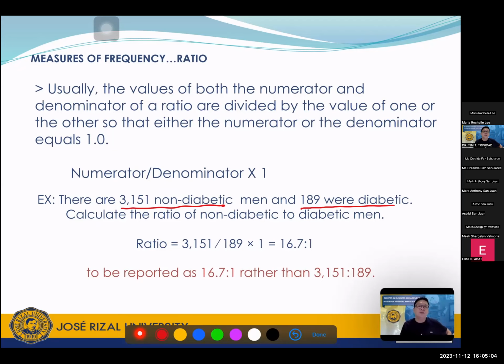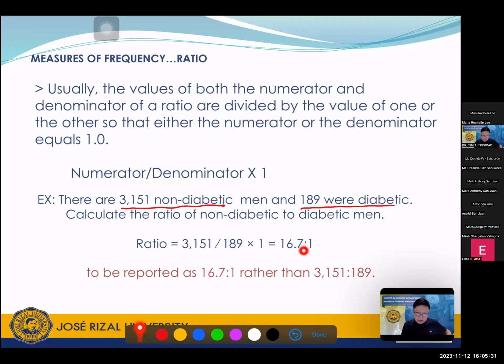So what is your numerator? Your numerator will be the non-diabetics, 3,151. You compare it with the 189 who do have diabetes. Multiply it by 1. So that becomes your ratio. So what is your answer? 16.7. 16.7 is to 1. Okay.